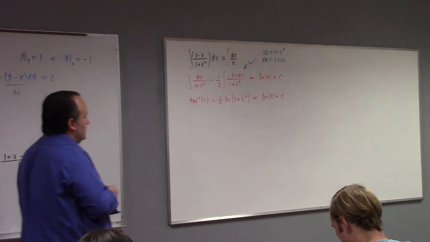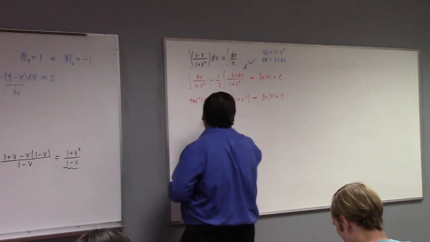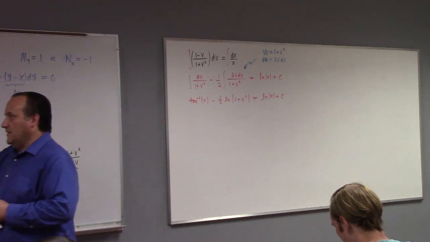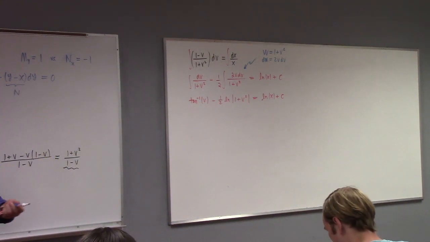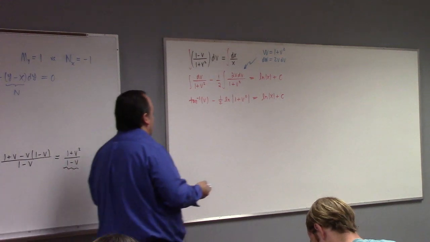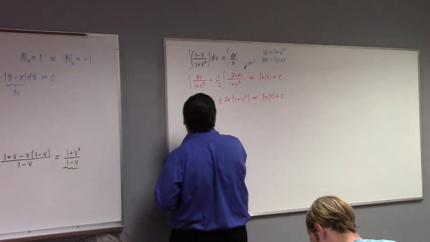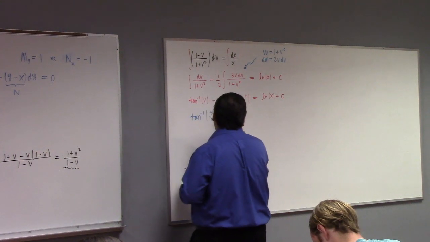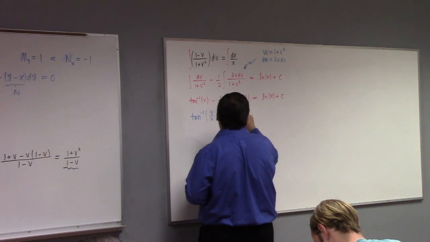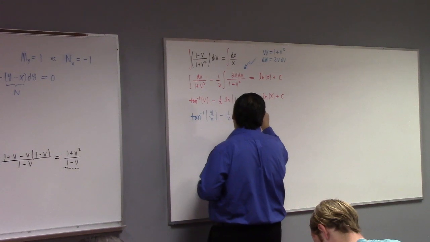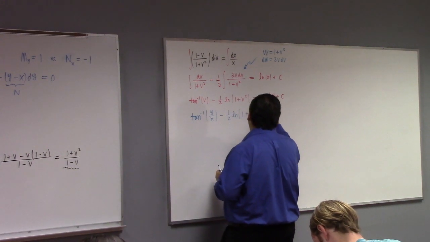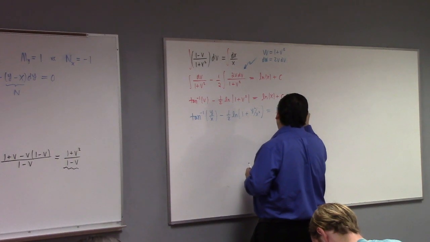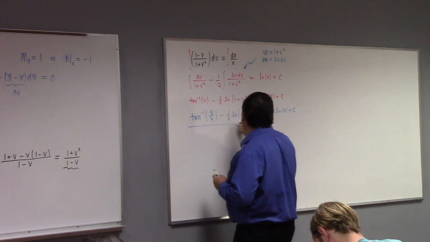Oh, and we're done. Well, almost. We don't want our answer in terms of v. We'd like our answer in terms of y and x, right? We're solving a Cartesian differential equation. We'd like a Cartesian answer. So what I got here is inverse tangent of y over x minus 1/2 the natural log of 1 plus y squared over x squared equals the natural log of the absolute value of x plus a constant. And there you have it.